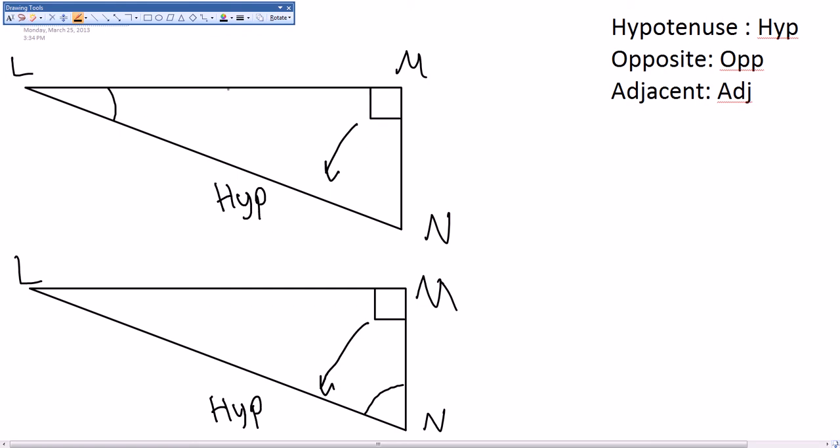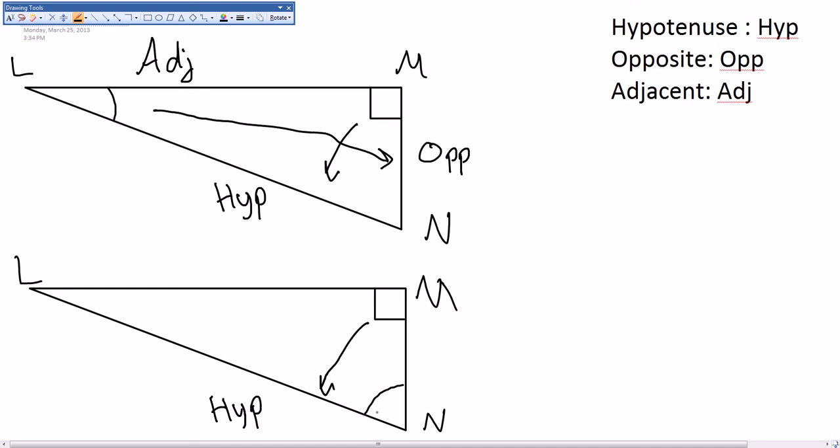Okay, so let's take a look here. Relative to L, well, L is made up of these two lines. One of them is the hypotenuse. The other is the adjacent side. So if I go directly across from angle L, I get the opposite side. So we have adjacent and opposite.